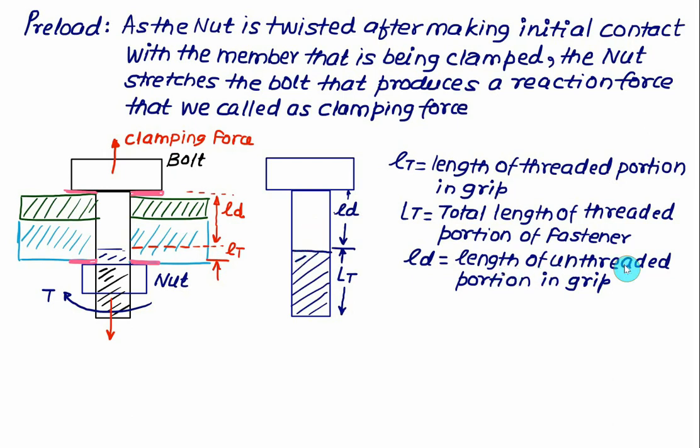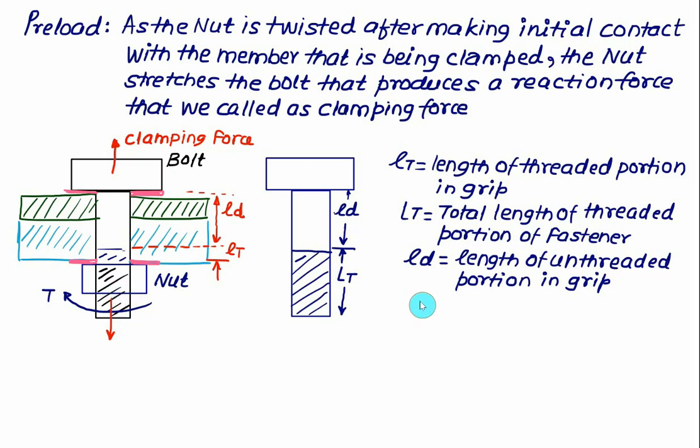That is the length of the unthreaded portion in the grip as well as without grip. And this portion here that you observed in the grip, so this total is called the grip, is equal to LT, the length of the threaded portion in the grip. This term is more important than the total length, because only the forces will be carried by that portion of the threaded part which is under the grip. So this portion you have to consider, not this entire portion.